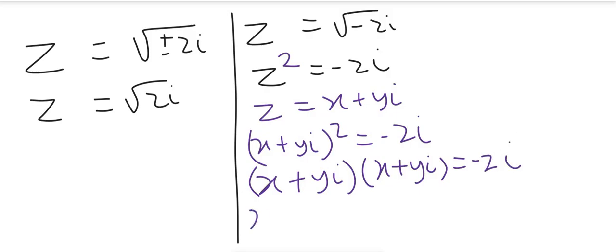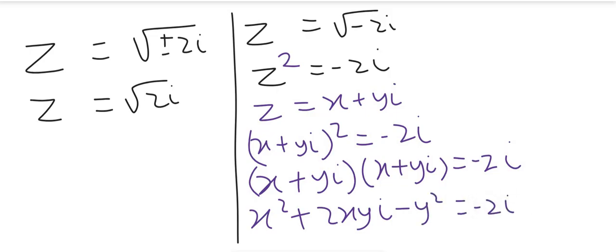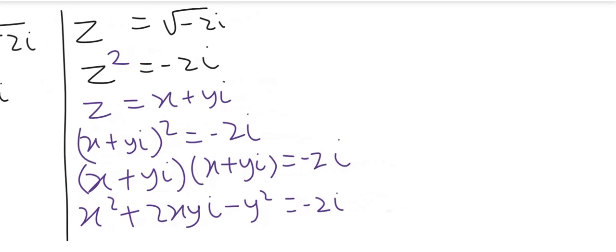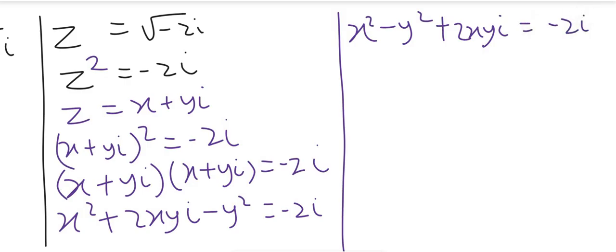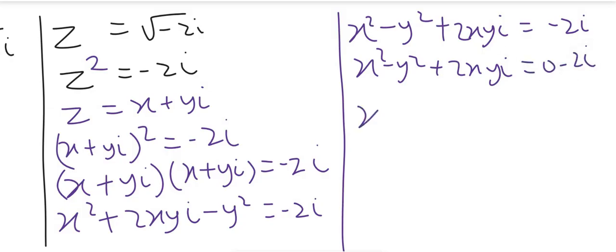So if you expand this, I have x squared plus 2xyi minus y squared equal negative 2i. So with this, I can equate both the real part and the imaginary part. The real part is x squared minus y squared plus 2xyi equal minus 2i. So this is the same thing as x squared minus y squared plus 2xyi equals 0 minus 2i. The real part, x squared minus y squared equal 0.